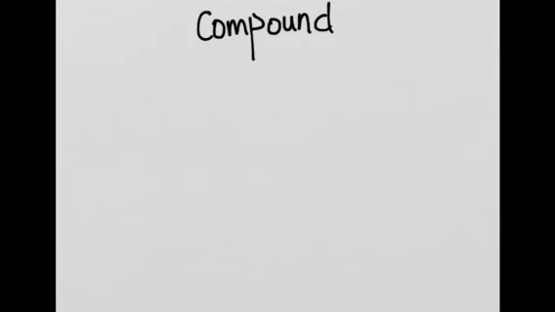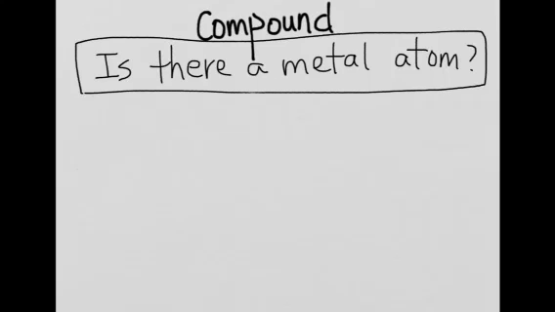When you are asked to name a compound, there is an important question that you must ask before you begin. That question is: is there a metal atom present? The presence or absence of a metal atom divides the compounds into their two groups, ionic compounds and covalent compounds. And the naming conventions for each group are different.